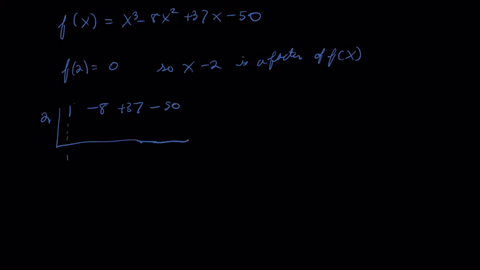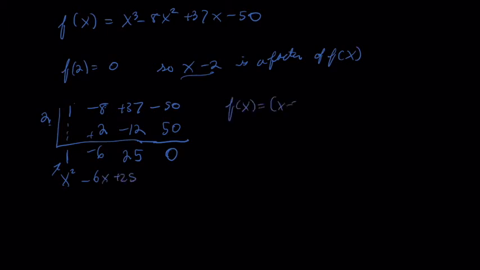2 times 1 is 2. Negative 8 and 2 is negative 6. 2 times negative 6 is negative 12. 37 and negative 12 is 25. 2 times 25 is 50, so I have a remainder of 0. So this leaves me with x squared, because my degree goes down by 1, minus 6x plus 25. So now I have f of x equals x minus 2 times x squared minus 6x plus 25.